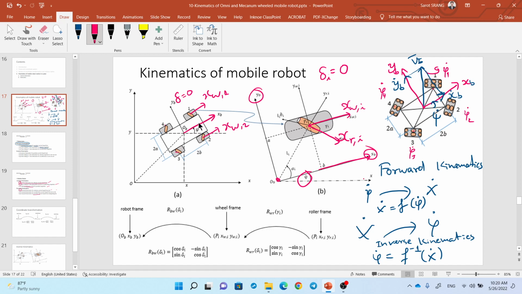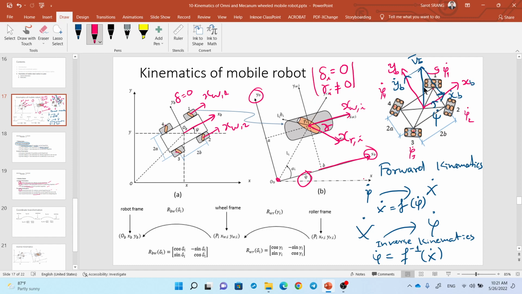How about gamma? What is angle gamma? Gamma is the angle between the axis of roller with respect to the edge wheel. So for mechanism wheel, gamma is like this, can be 45 degrees or minus 45 degrees. So for mechanism wheel, gamma must be different from 0. This is the mechanism.